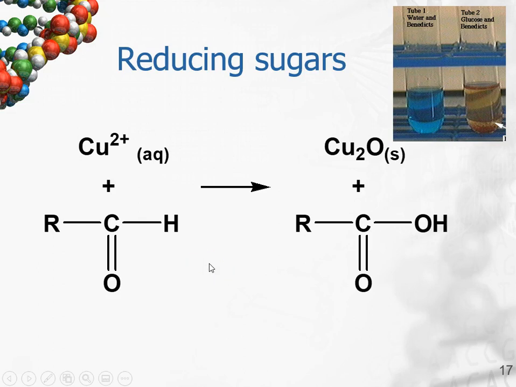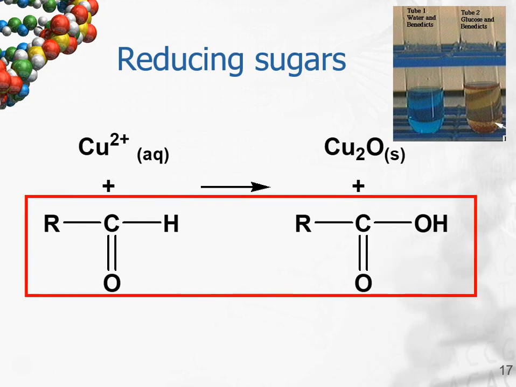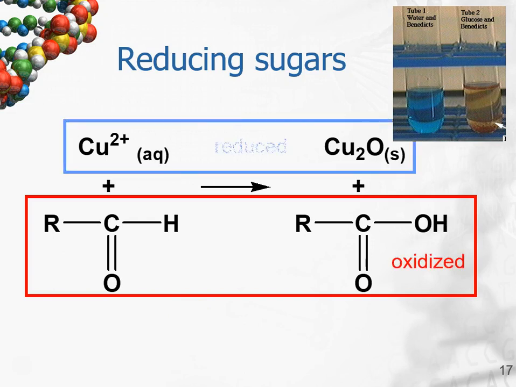So now we're in a position to understand a term that we call reducing sugars. This is a redox reaction. We can take any compound that has an aldehyde and we can oxidize it to a carboxylic acid in the presence of copper, which becomes reduced. So this is a test for reducing sugar.